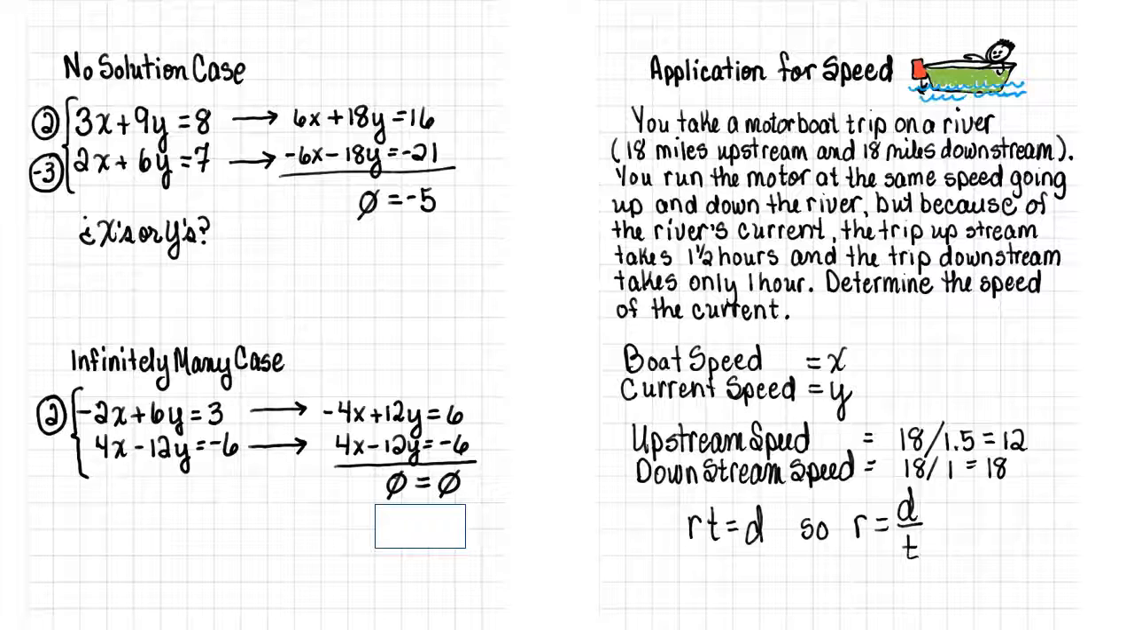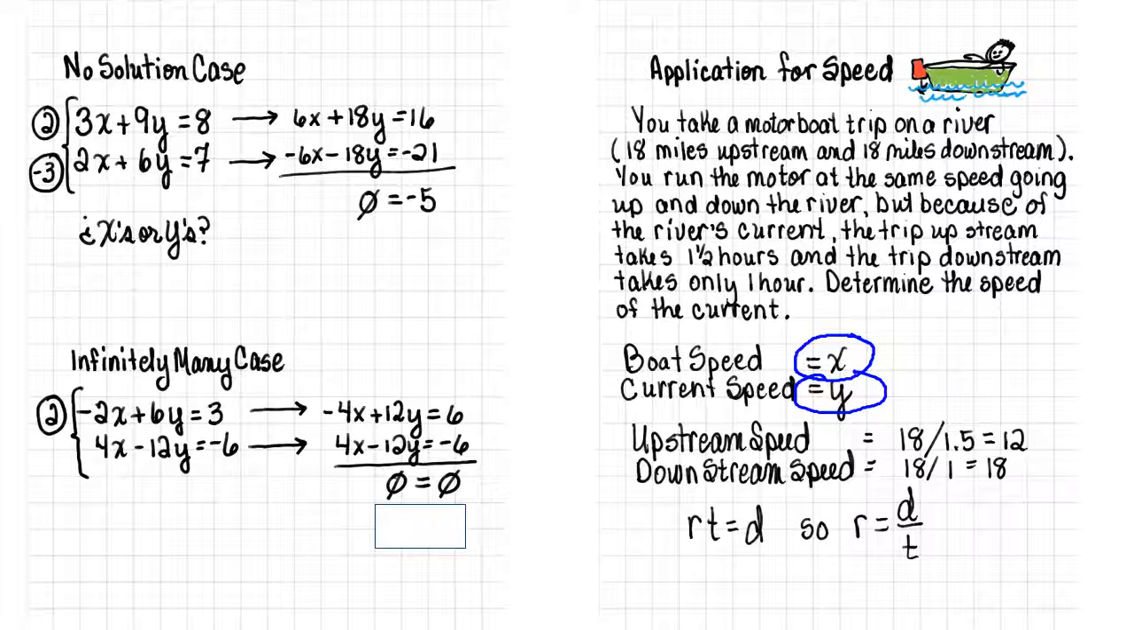Up against the current, it's going to take you an hour and a half. And going with the current, it's only going to take you 1 hour because you've got some extra push. We need to determine the speed of the current. The big thing here is that you have to have some really good labels. We have our boat speed. Basically, we have to find the boat speed so we can figure out what the current speed is.